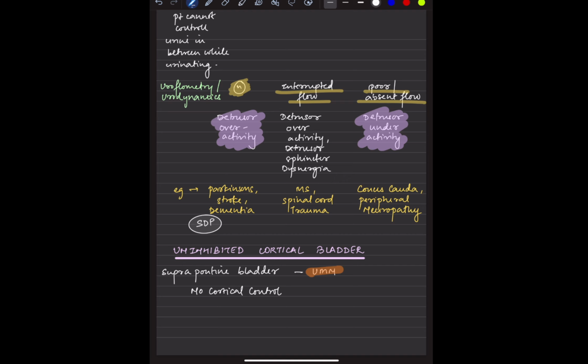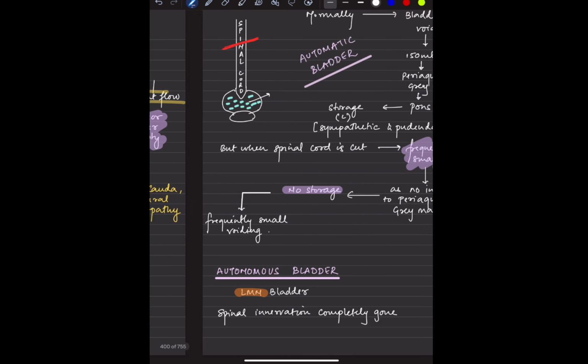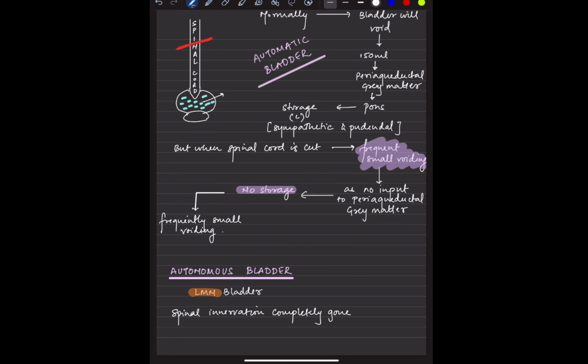Another thing is the uninhibited cortical bladder. That is a suprapontine bladder. The name itself says that it is the cortex which is causing the problem. It is a human problem, right? And there is an automatic bladder. Automatic bladder means there is a disease or trauma of the spinal cord. The periaqueductal gray matter cannot sense this because of the spinal cord trauma and cannot give the information to the pons. So will there be any storage? No, there won't be any storage. So there will be frequent small voiding taking place.